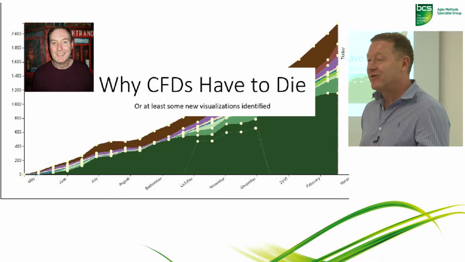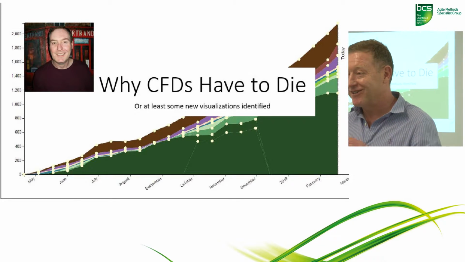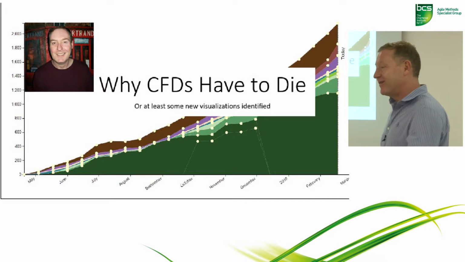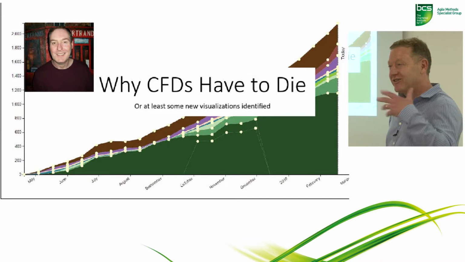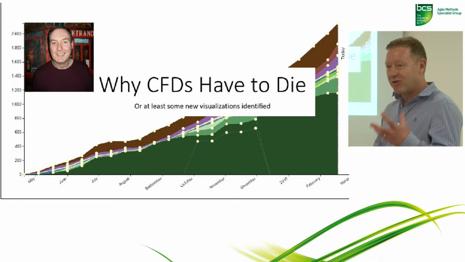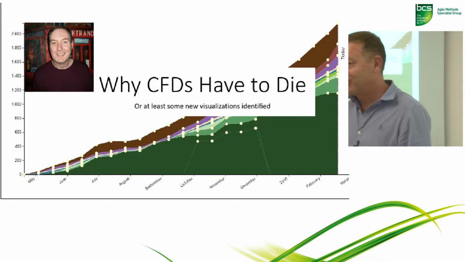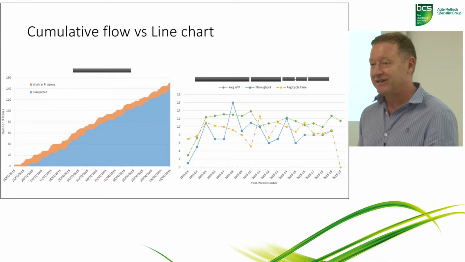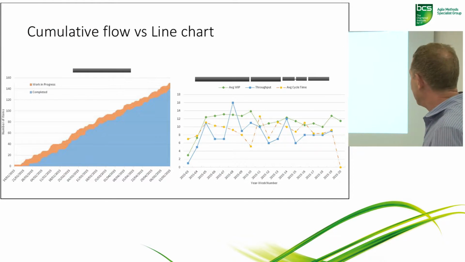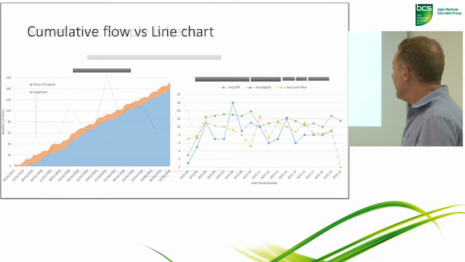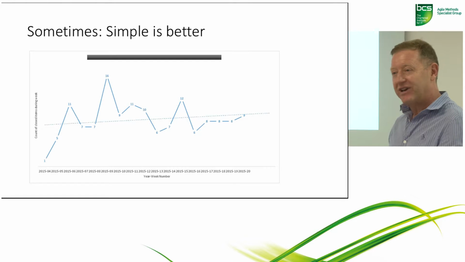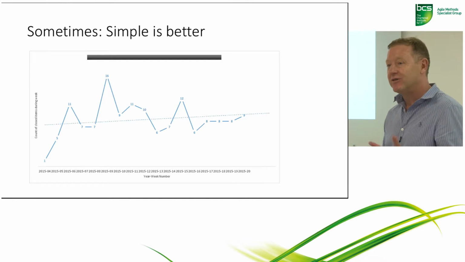But Troy's got some very good points that are well worth taking. So Troy gets all the credit for the next few slides. But I think they make the point that we just need to rethink some of the things that we've come to hold onto quite dearly. So in his case, he just has a very simple CFD of completion work and work in progress. But actually, from that, it's quite difficult to see what's actually happening, week to week within the team.